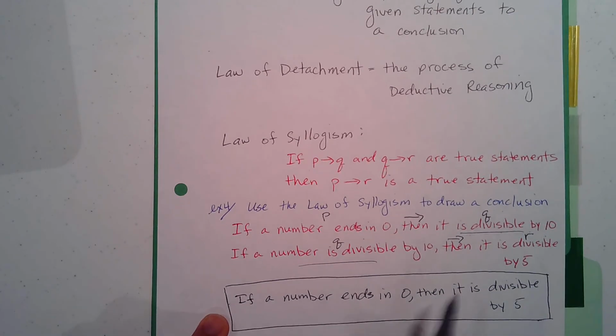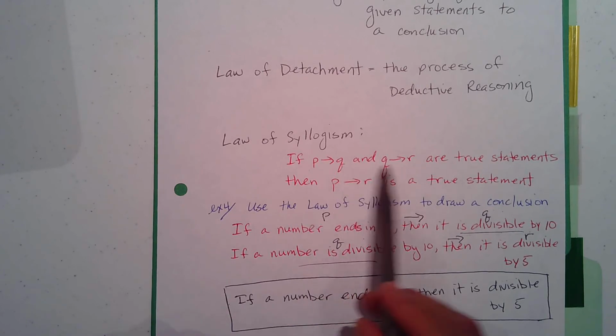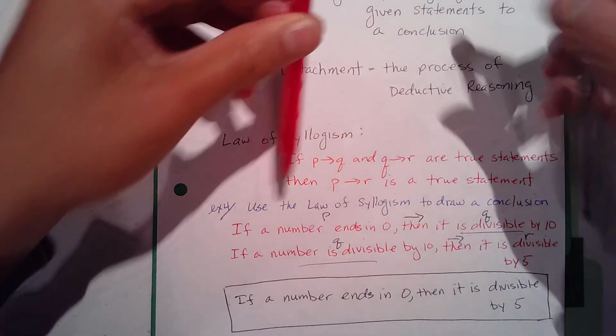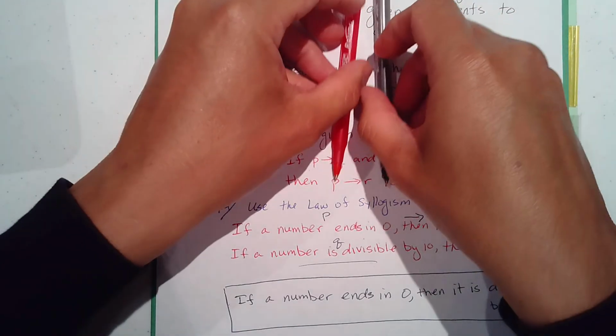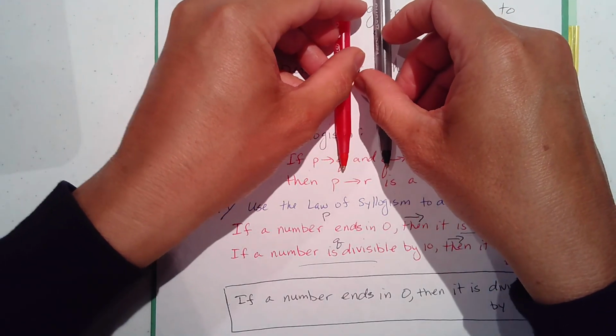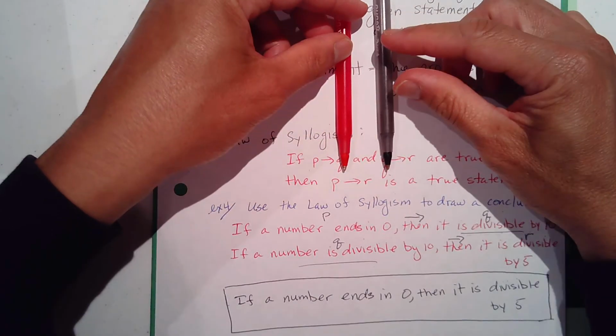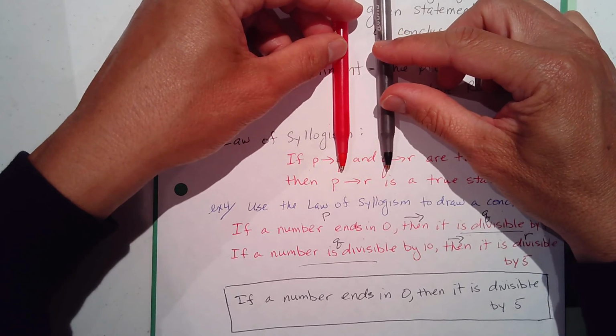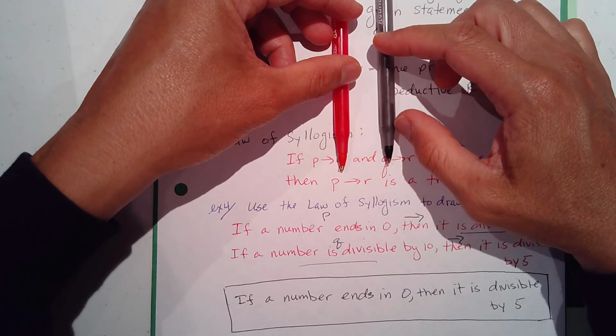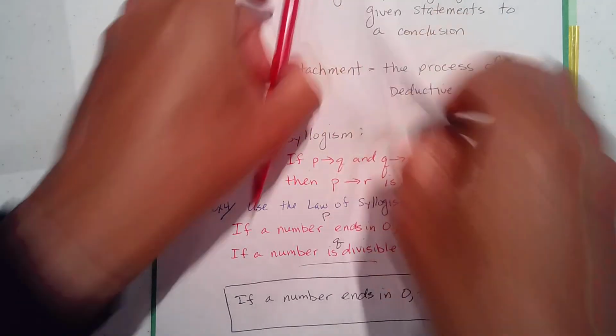So one more time. If P then Q and Q then R. If these are the same and they're true statements, then what you'll have is P then R.